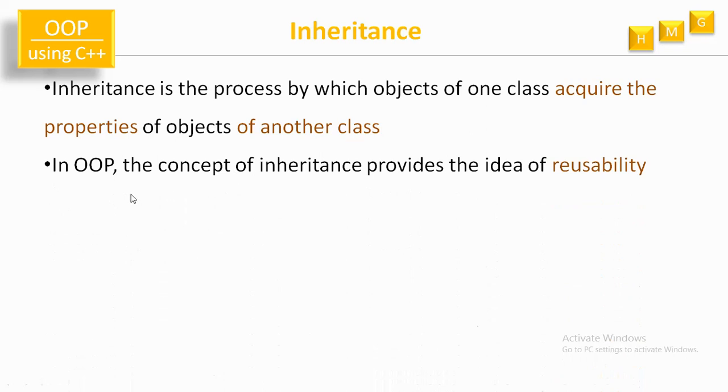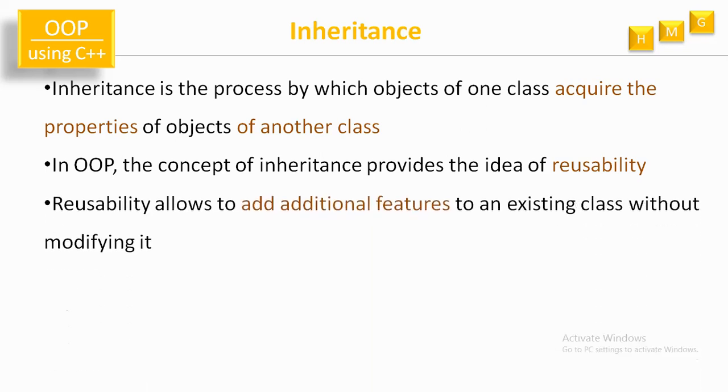Let us see in detail. Now in OOP, the concept of inheritance provides the idea of reusability. So this inheritance concept provides the feature or characteristic of reusability. Reusability means what? Reusability allows us to add additional features to an existing class without modifying it.